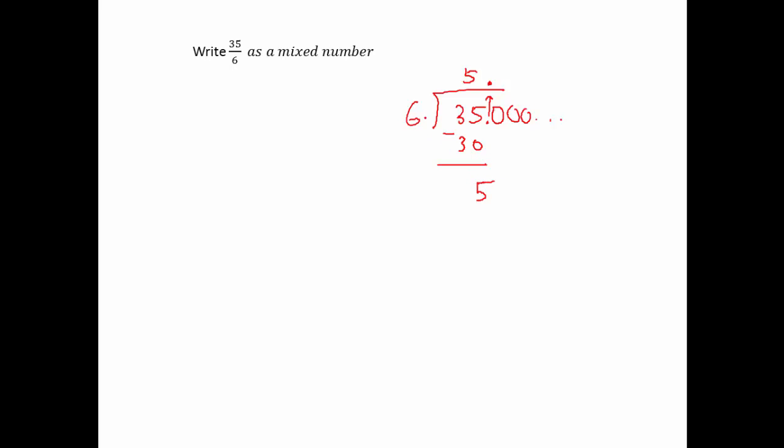So if you want to convert this to a mixed number, we keep the denominator 6, right? And whatever we get for the result of the division, we place in front, and the remainder we place on the top. Okay, so the result you place in front, the remainder you place on the top, and you keep the bottom here. So the answer is 5 and 5 over 6, the mixed number.